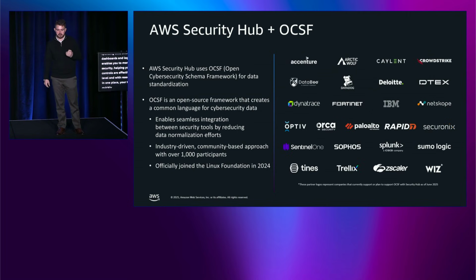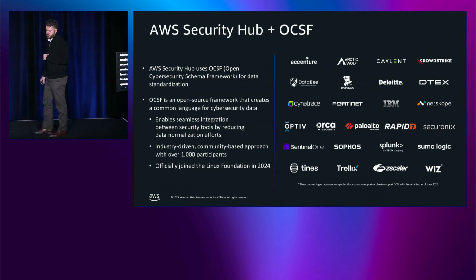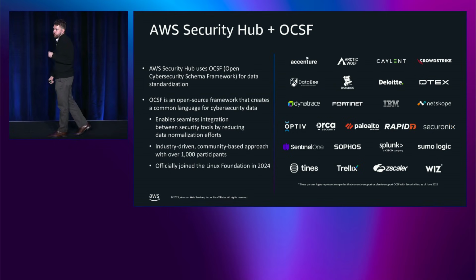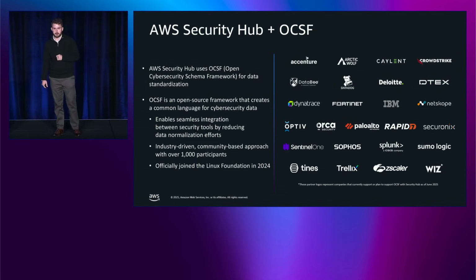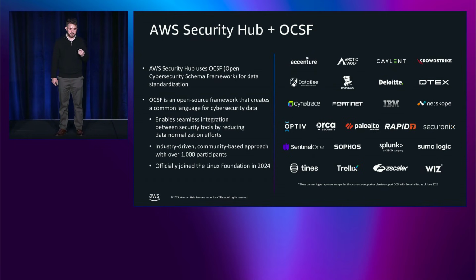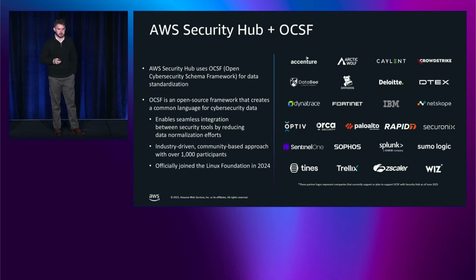AWS Security Hub uses the Open Cybersecurity Schema Framework. This enables seamless integration with third-party partners and tools. By reducing the need for data normalization, this allows you to focus on what's important to your organization's security posture. By bringing all of your data and events into one place, you can connect with other tools or native AWS services to supercharge your triage and response protocols.